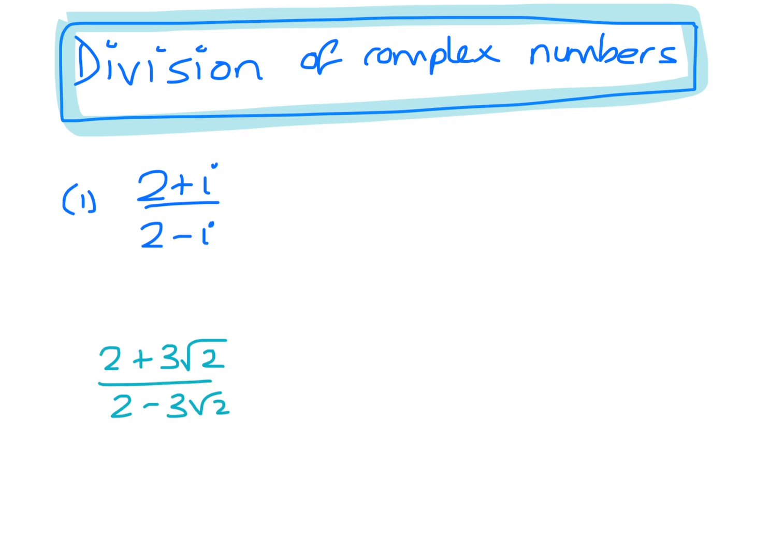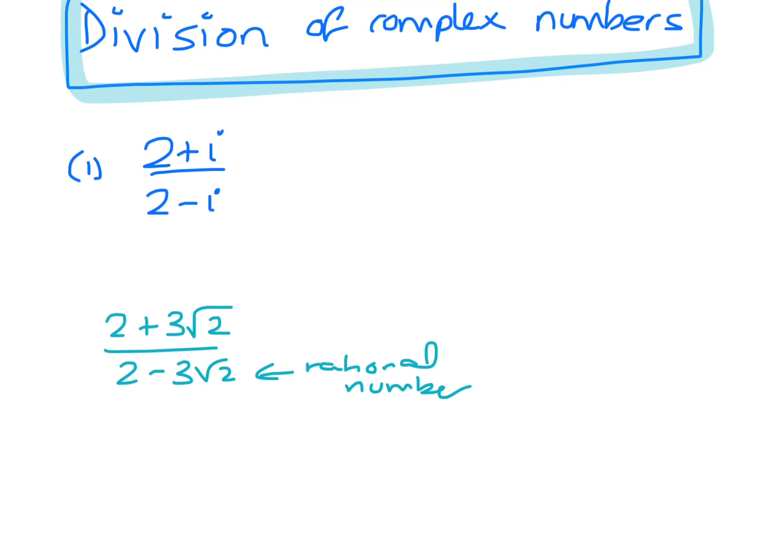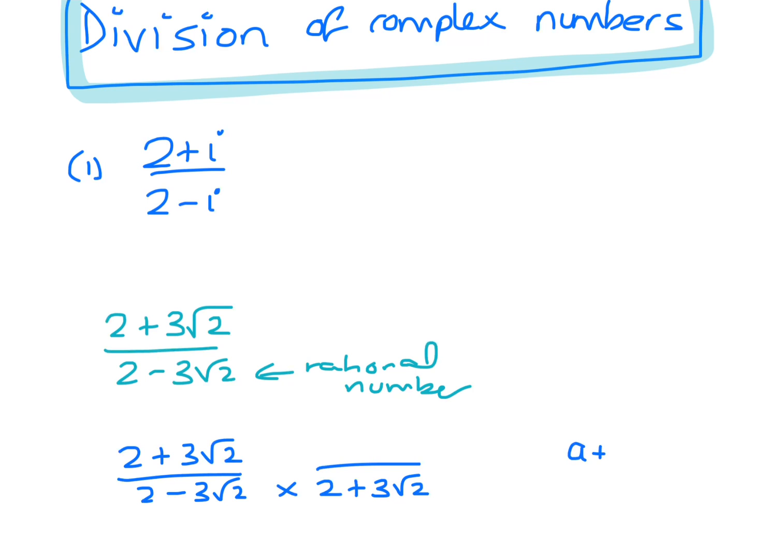And what we want to do, to simplify that, is make the bottom a rational number. So in order to make that a rational number, you have to multiply by the conjugate surd. So 2 plus 3 root 2 over 2 minus 3 root 2. The conjugate would be 2 plus 3 root 2. You do that on the bottom, because what you're basically forming is the difference of two squares.